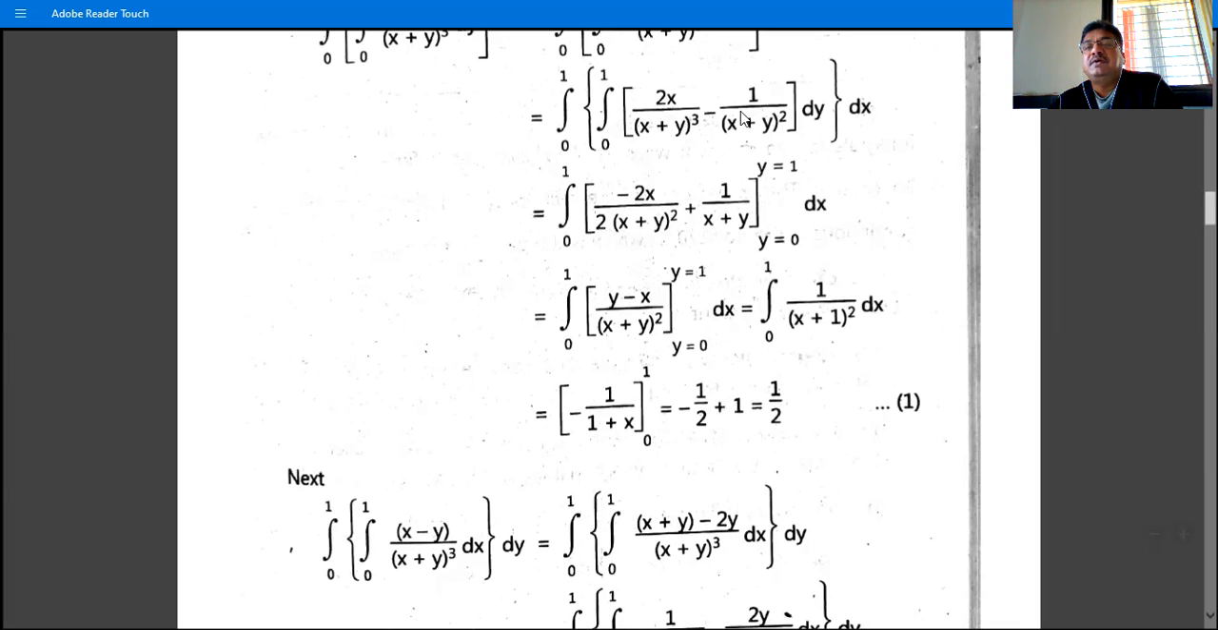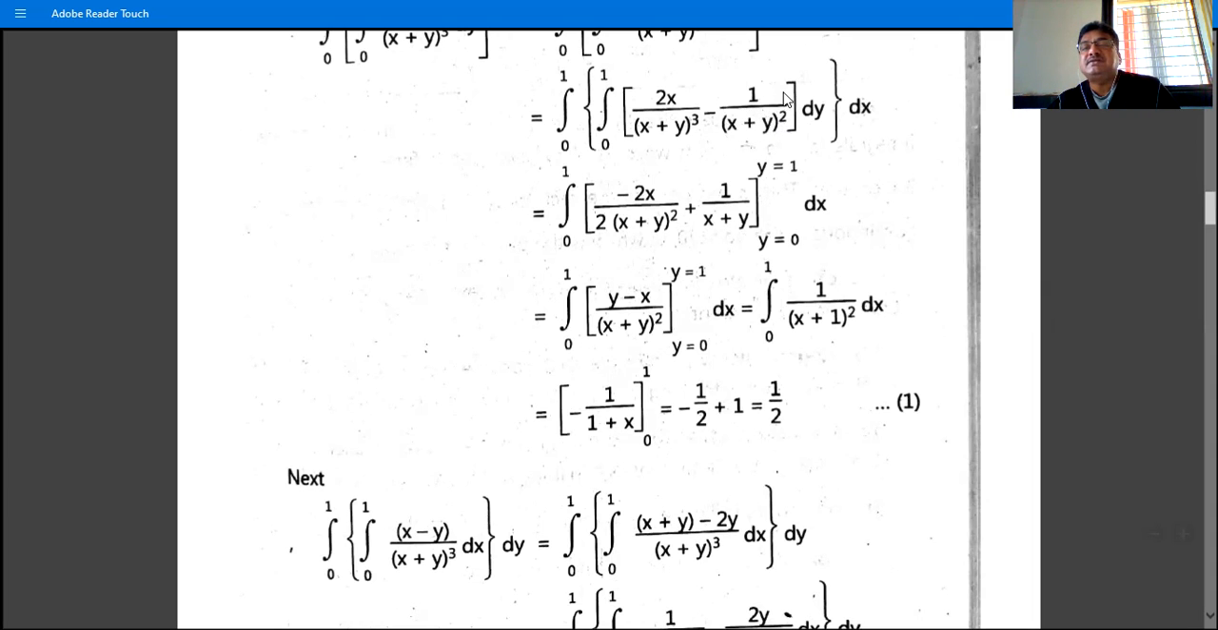And the integration of 1 by (x plus y) squared is again with respect to y, meaning x is constant, and this factor is of the type ax plus b, and therefore it is (x plus y) raised to minus 2. And then the integration is (x plus y) raised to minus 2 plus 1 divided by minus 2 plus 1.